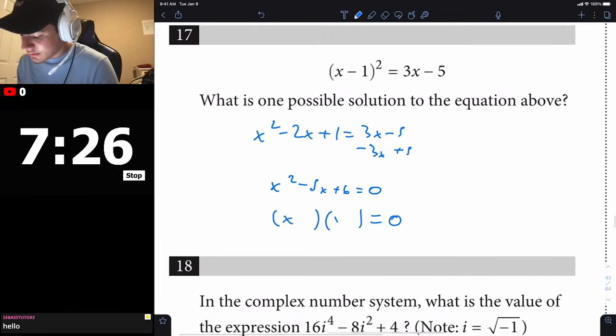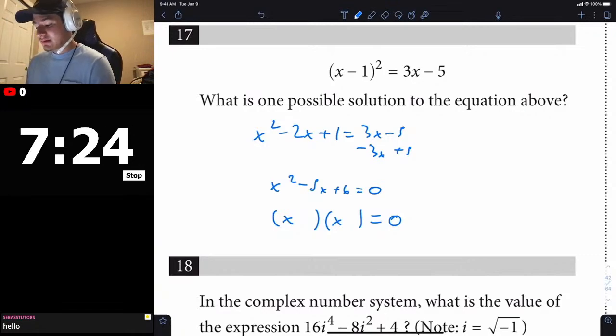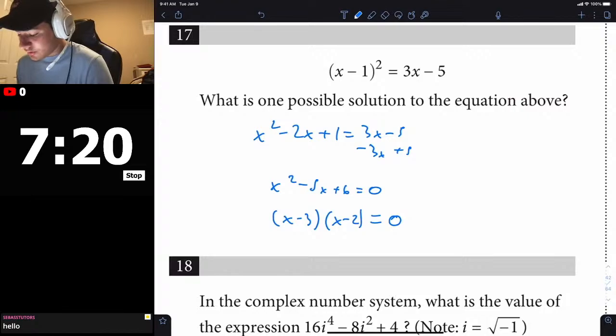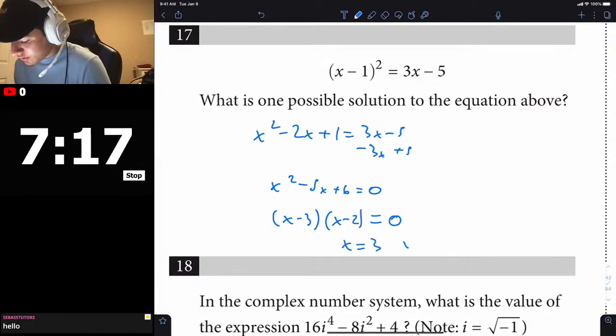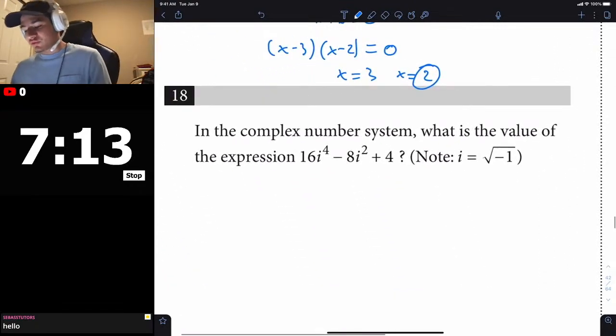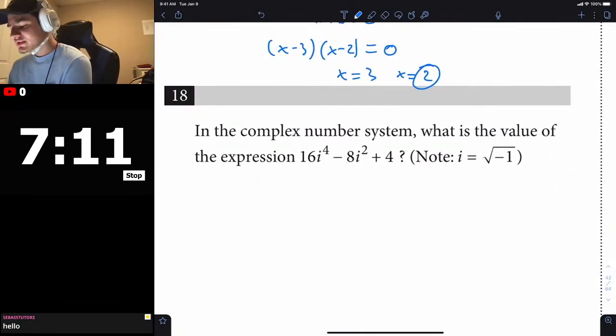We get an x here, and then I'm going to go ahead and say it's, again, negative 3 and negative 2. So x is either 3 or x is 2. I'll go with 2. But either answer would work. In the complex number system, what is the value of the expression blah, blah, blah?